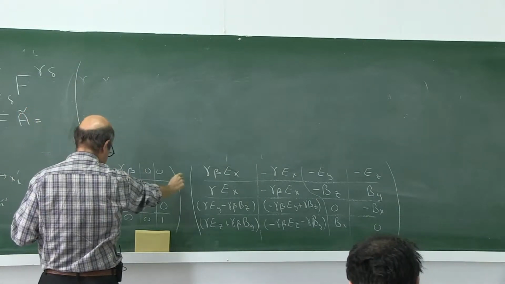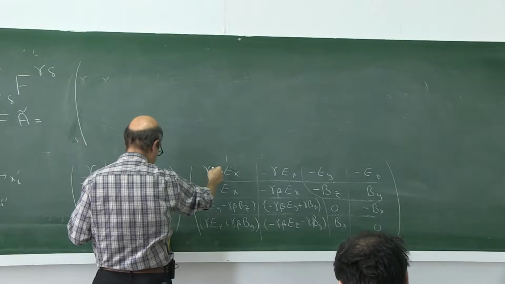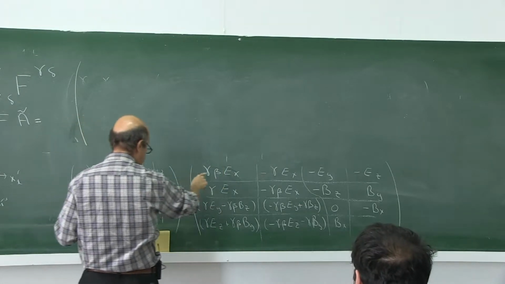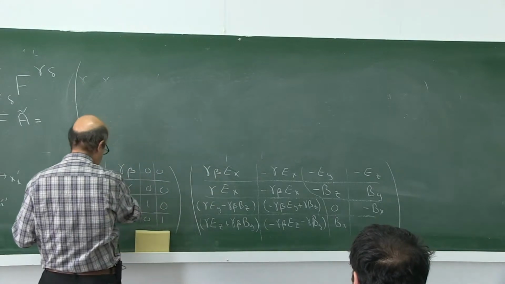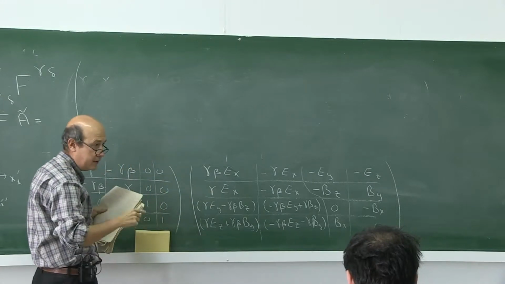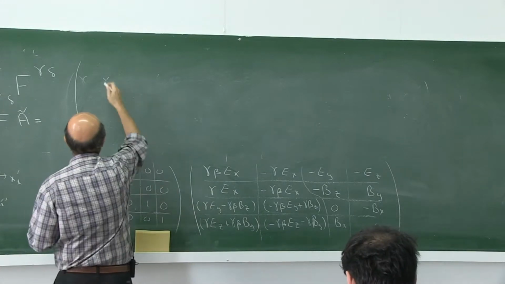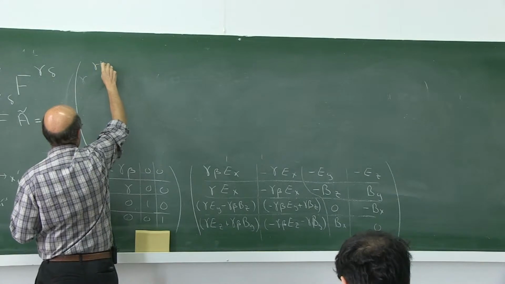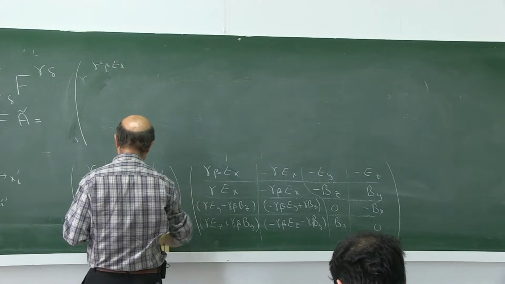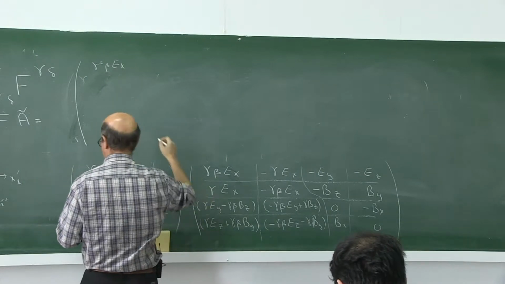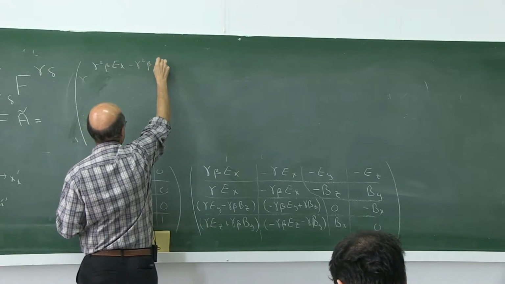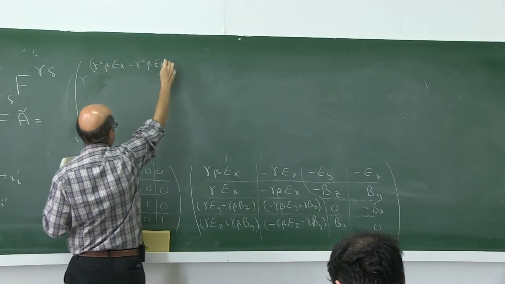So first row and first column, what will be this? Gamma square beta Ex minus gamma square beta Ex. What is this? 0. So you will obtain gamma square beta Ex from this and that, and for the other you will obtain minus gamma square beta Ex, so this term is 0.